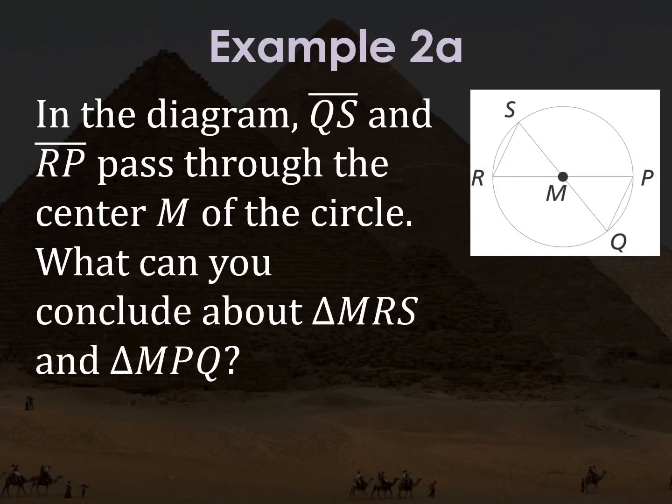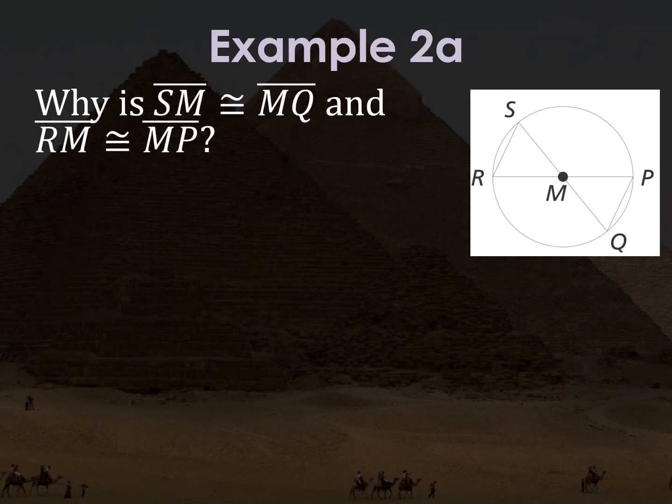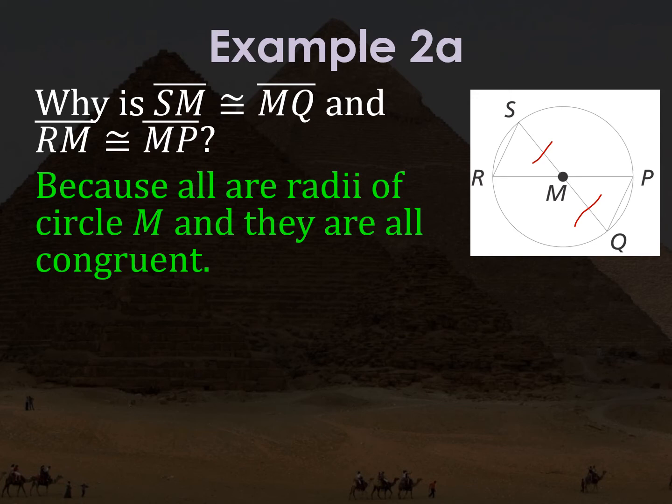All right, example 2a. In the diagram, segment QS and RP pass through the center M of the circle. What can you conclude about triangles MRS and MPQ? So this is going to be another proof. So first, why is SM congruent to MQ? Why are these two congruent? Well, they're all radii of circle M, and for the same reason, RM is also congruent to MP. They're all radii, or radiuses of the same circle. All radiuses or radii within one circle are congruent to each other.